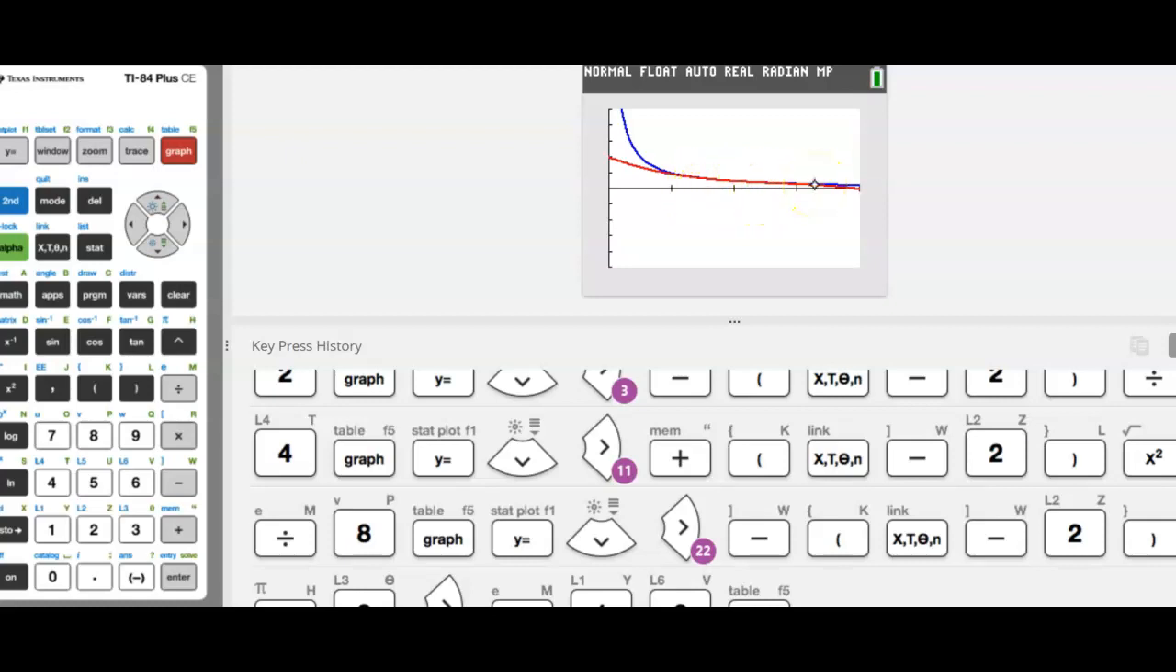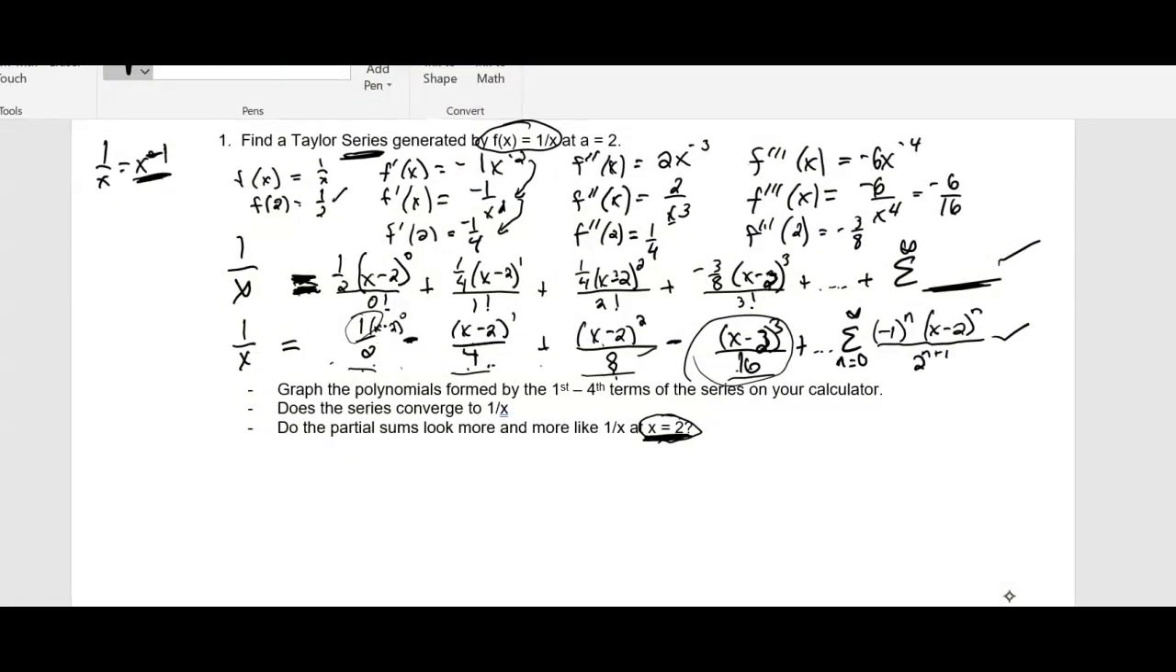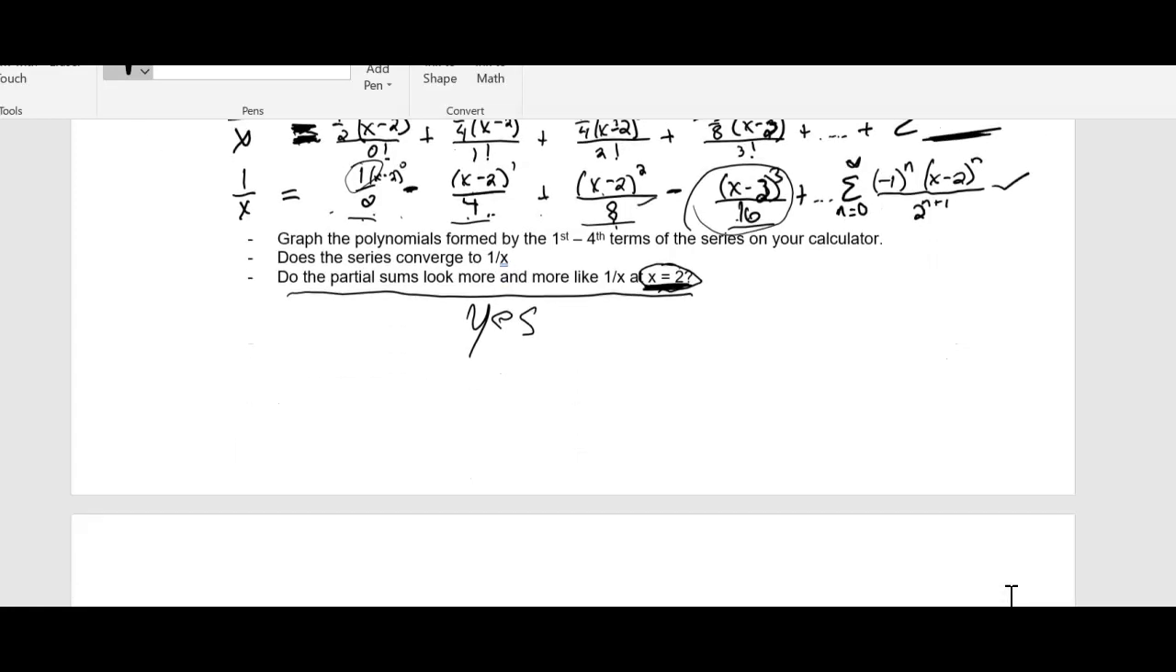If we continue to do that, you can do it on your own time if you want. It's going to slowly start to replicate that graph more and more and more. That's why the more terms you include in our polynomial, the more accurate our polynomial approximation is going to be when we do these, okay? So that's kind of the big picture idea that we want to get out of this. So that's what we just did here. Do the partial sums look more and more like that graph around x equals 2? Absolutely. That should hopefully be pretty obvious, okay? So there's your first Taylor series.